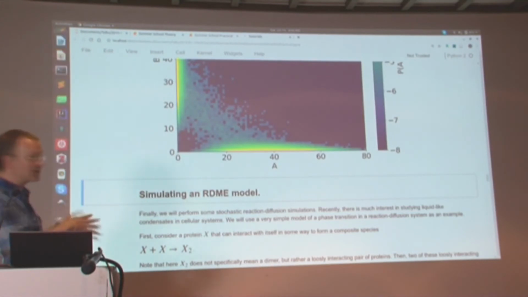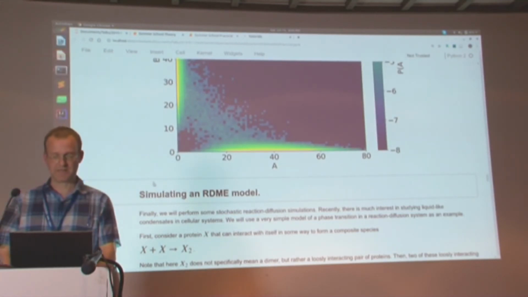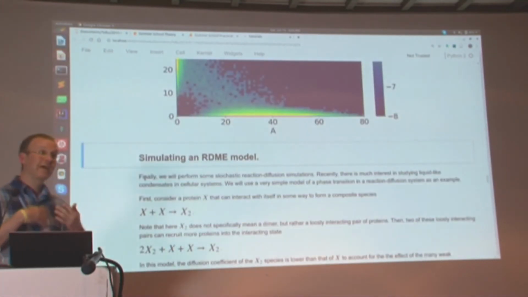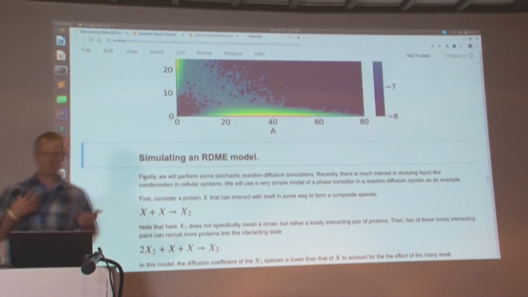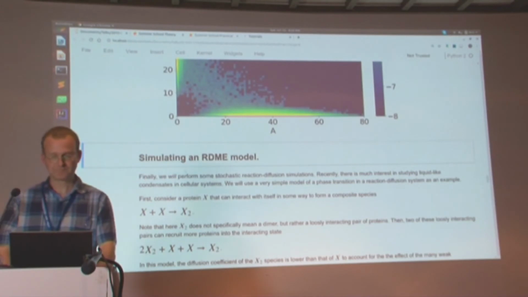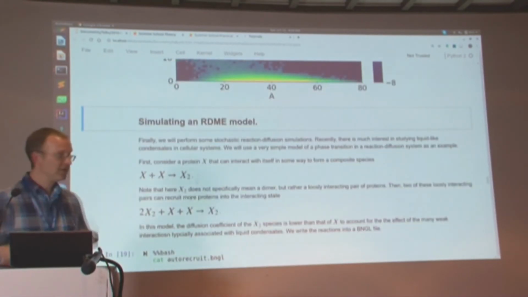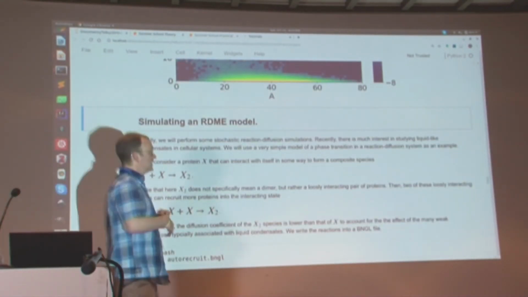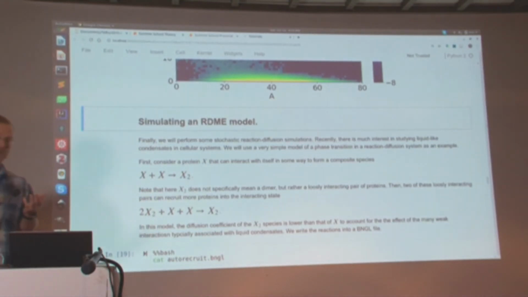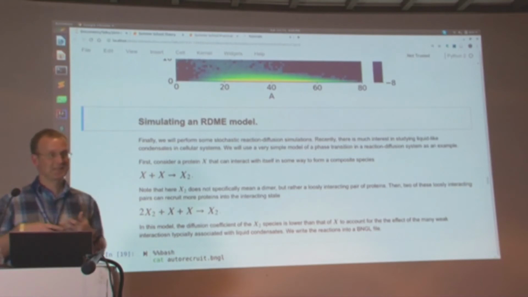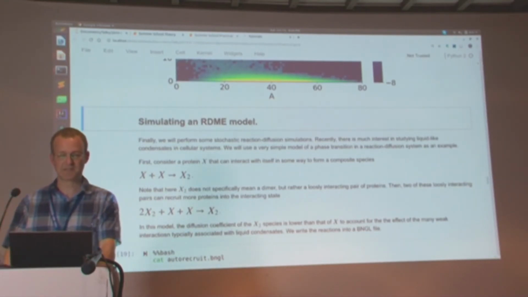I'm not going to talk about the results because I'll talk about that a little bit on Tuesday. But I'm going to show you how to set up the models that we're running and how to run them and what kind of things you can get out of them. It all originated actually from work that we've been doing about clustering of receptors, but we didn't call it phase condensation. We just talked about it as clusters.